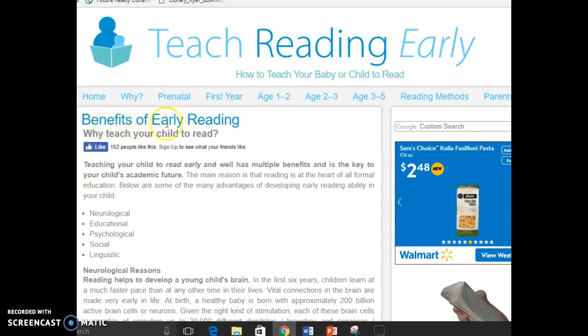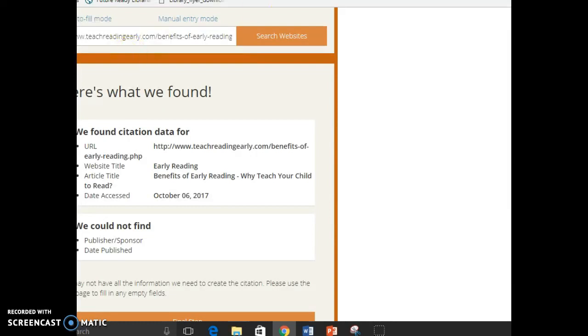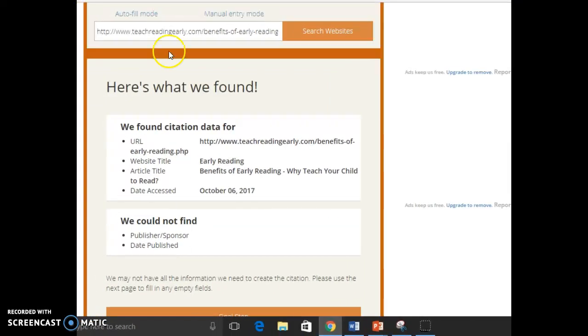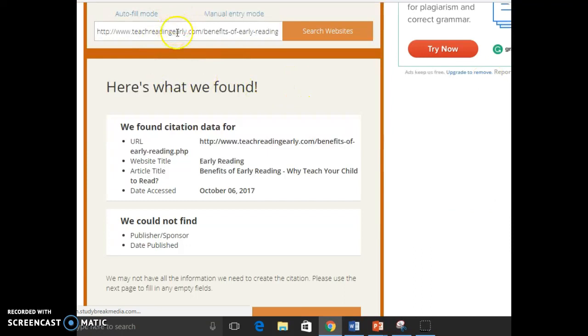You have the title, Benefits of Early Reading. If you were to pull open like Citation Generator or any of those different things, and you paste in the web address and you search the website, here's what they found. They found the URL, they found the website title, they found the article title, they figured out what date you looked at it, but what they're saying they couldn't find was the publisher or sponsor and the date published.